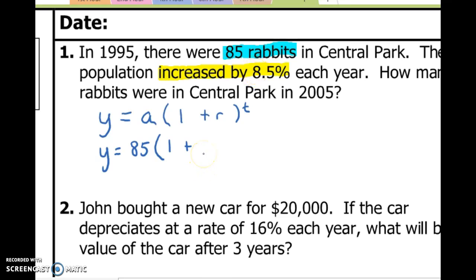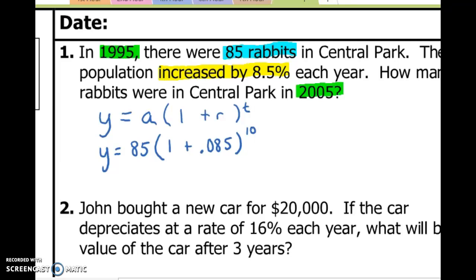But we don't use 8.5. We need to convert it. So it's 0.085. The last thing we need is the t, which is time in years. Well, if it started in 1995 and ended in 2005, that's 10 years. So we need to put to the power of 10.